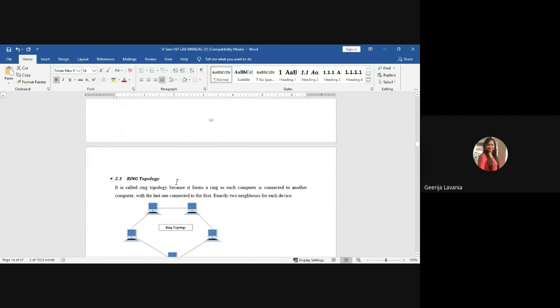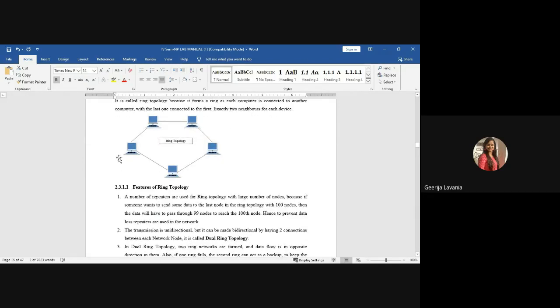Now come to the ring topology. It is called the ring topology because it forms a ring, as each computer is connected to another computer, with the last one connected to the first. Exactly two neighbors for each device. So this is the diagram of the ring topology.